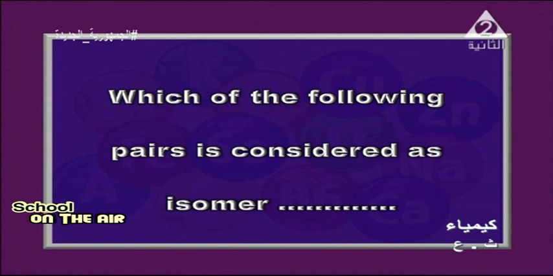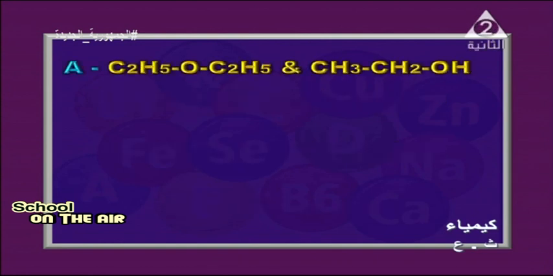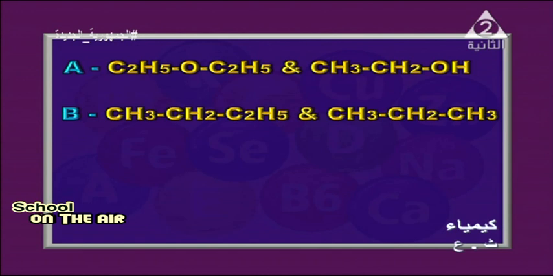To catch this question: which of the following pairs is considered an isomer? Isomer, you remember isomer? Yes, it has the same what? Yeah, the same molecular formula and a different structural formula. Let's see. C2H5O, C2H5 and CH3, CH2OH can be isomer. What about the other one? CH3, CH2, CH2, C2H5 and CH3, CH2, CH3 can be isomer. Concentrate.